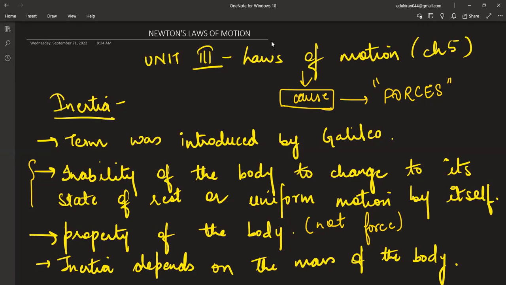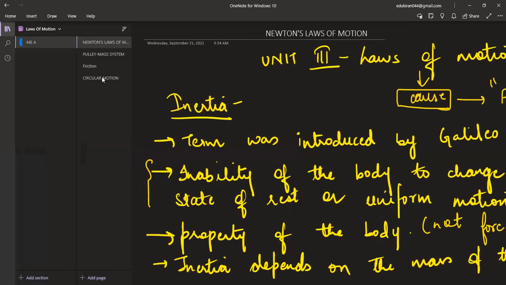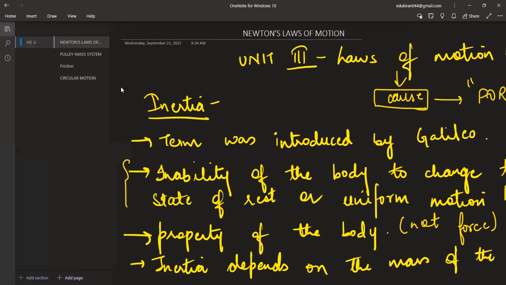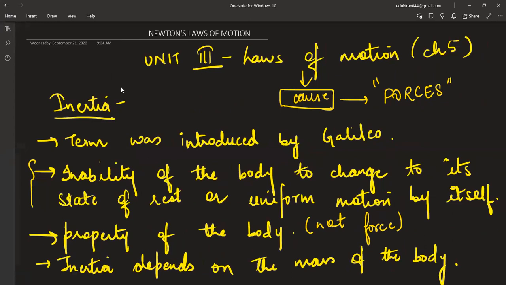All right, now the first term, that is inertia. Lots of theory portion we'll be doing today because of laws of motion. First, let us try to understand what are the three laws of motion that are given by Newton. Then we'll come to friction force and the rest of it. This is not a very long lesson, but because we'll be doing circular motion here only in this lesson, that's why it becomes lengthy. Why are we doing circular motion here? That I'll tell you at that time.